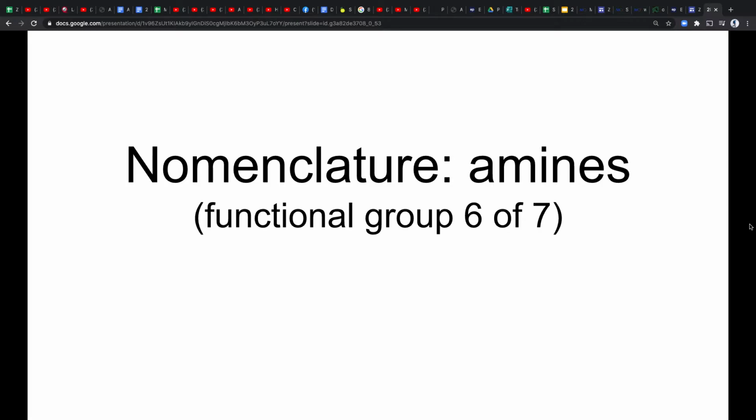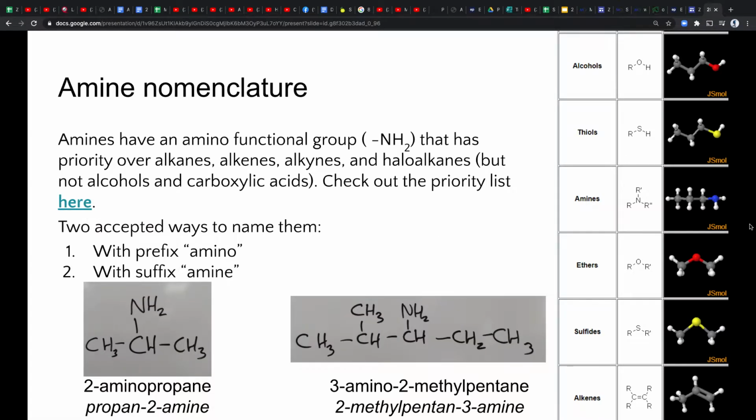So amines is our first one today. Amines have what is called an amino functional group, which is a nitrogen with 2 hydrogens bonded to it, NH2. And amines have priority when it comes to naming and numbering along the carbon chain over alkanes, alkenes, alkynes, and haloalkanes. If there's an amine in the carbon chain, we want to start numbering that chain from the end closest to the amine. We don't care if there's a halogen on the chain on the other end. We start numbering the chain from the end closest to the amine.